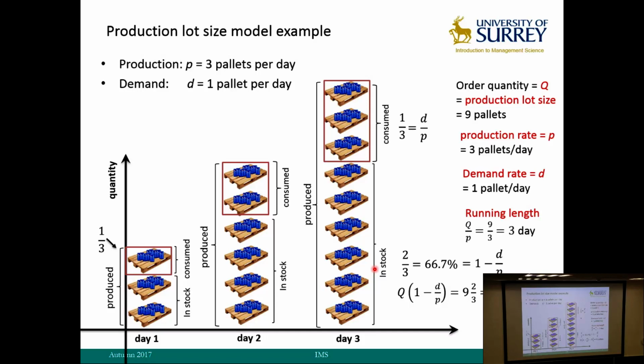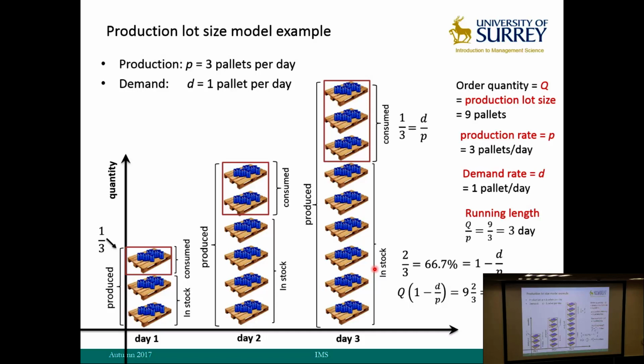So we're going to aggregate the inventories. If we order from outside, the order is our inventory. If we produce our own products, the production is our order. Basically, if we run a production line for 3 days, in total we produce 9 pallets. So that's our Q for this time. And the production rate, something we know, is 3 pallets per day. So this is a daily production rate. And the demand rate, the daily demand rate, we also know: 1 pallet per day.